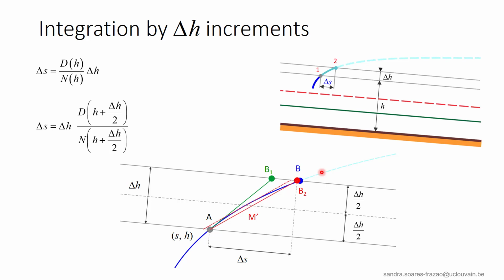So, we see that in order to determine the water profile using delta H increments, we should use values at mid-distance of the delta H interval, as done here. And of course, the size of the delta H increments also plays a role in the accuracy of the solution.